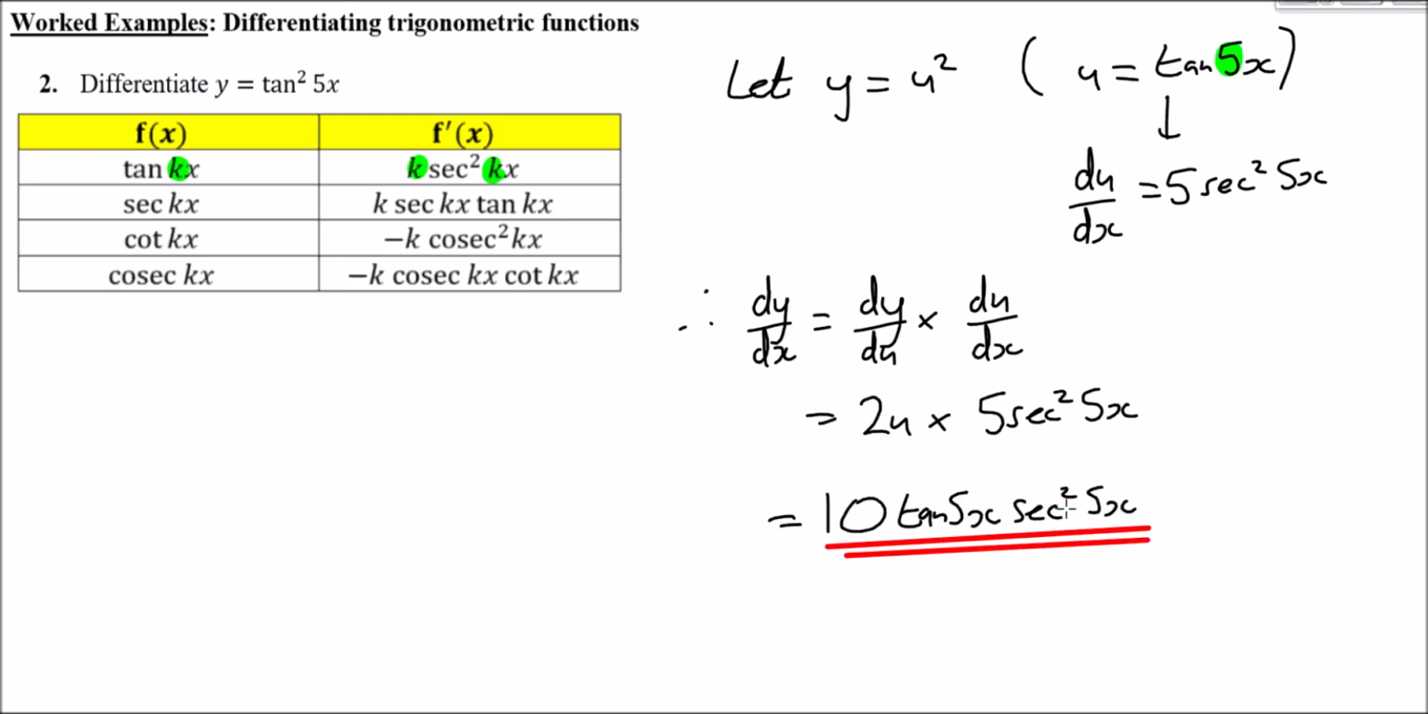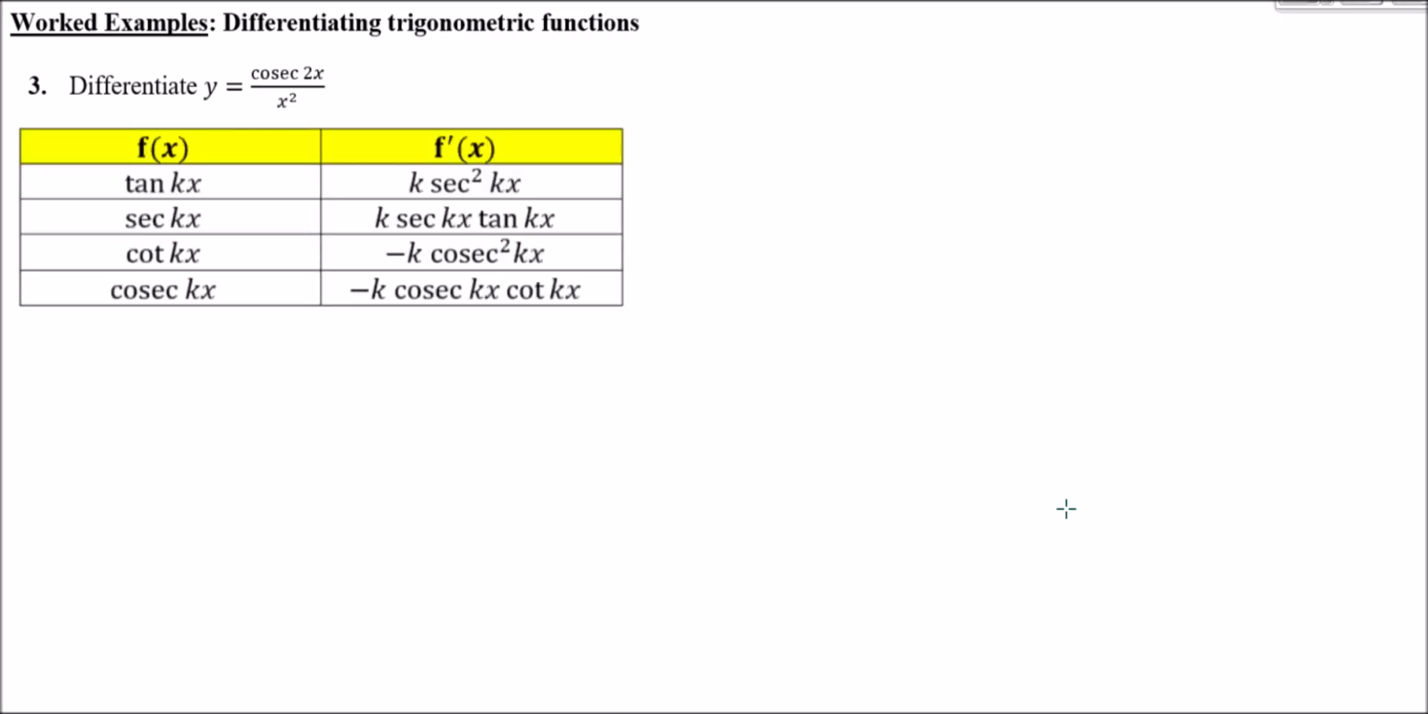Let's now have a look at the final one of this section, worked example 3. Here we need to differentiate a quotient. It's cosec 2x all over x squared. So again, just remind us of the key results from before, which are these ones. We can now apply both the quotient rule and these results to compute the derivative of this.